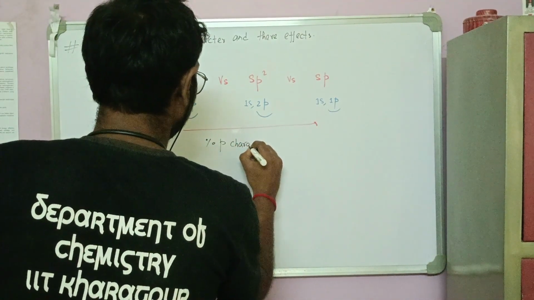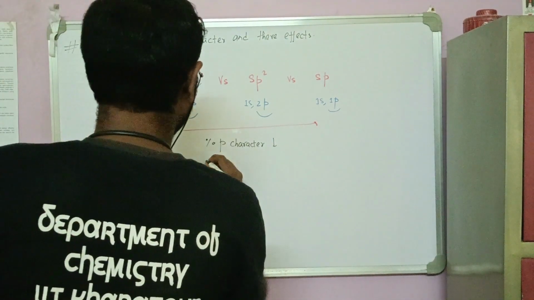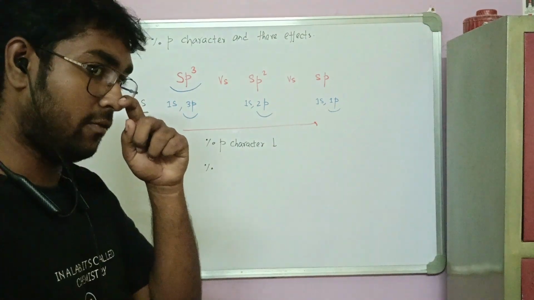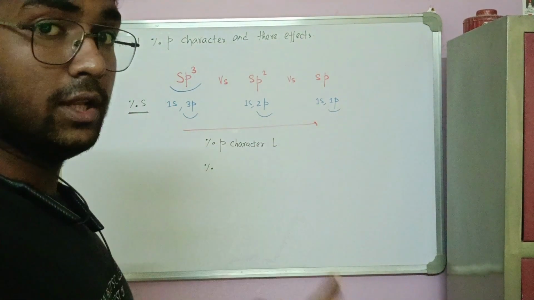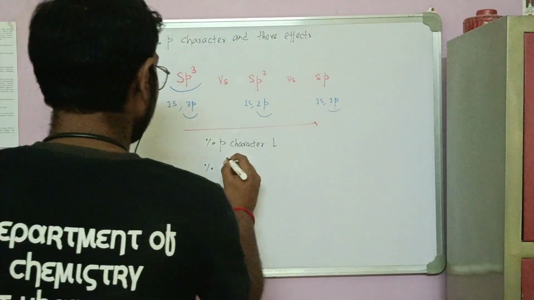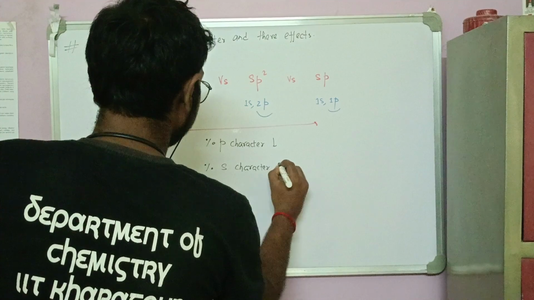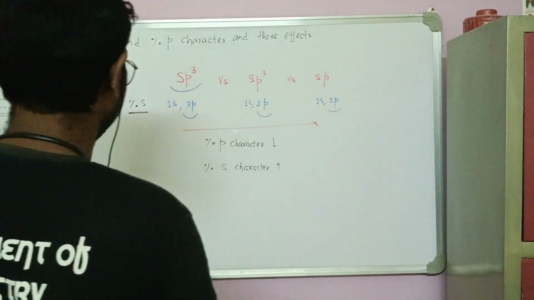character is decreasing, and as we have only two kinds of orbital over here, s and p, so if p decreases, s will increase in percentage. So percentage s character increases. If this concept is not clear, let's solve some of them.